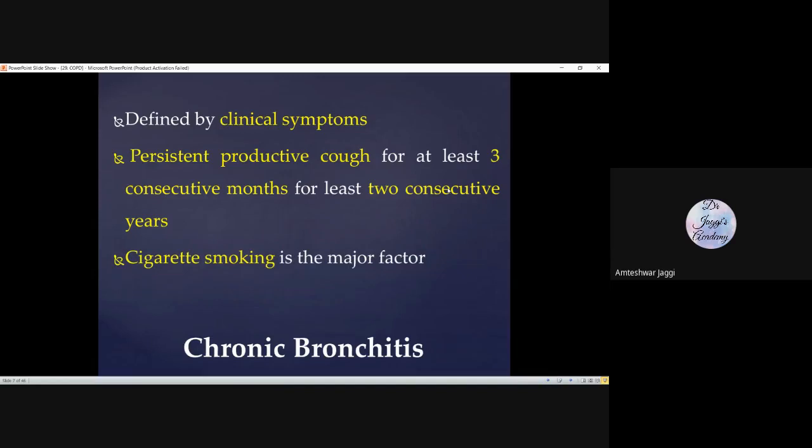And this is a major important factor. Cigarette smoking is a major important factor, not antitrypsin. Antitrypsin is for emphysema, not here.